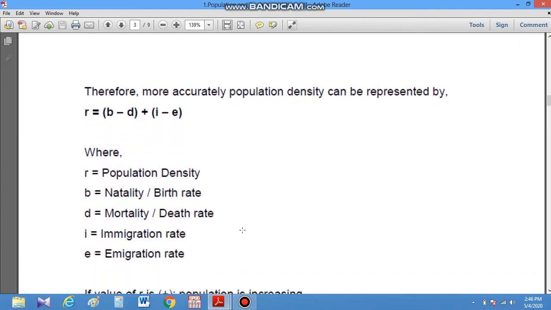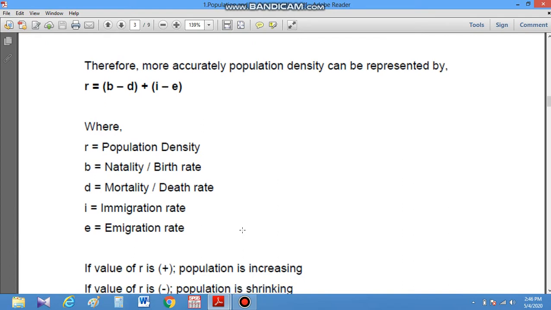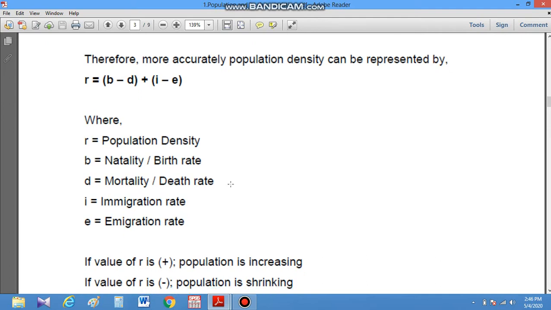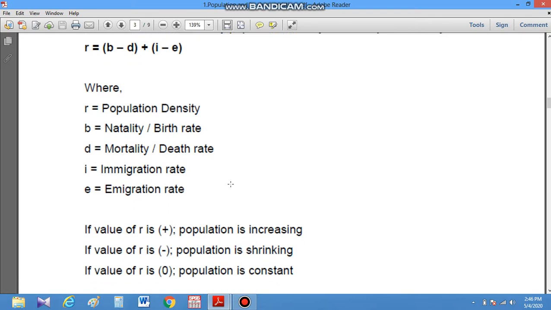R is equal to B minus D plus I minus E, where R is the population density change, B is the natality or birth rate, how many offspring are produced per unit time, D is the mortality or death rate, how many individuals die per unit time. Here I represents the immigration rate and E represents the emigration rate. Emigration means how many individuals move out of the given area.